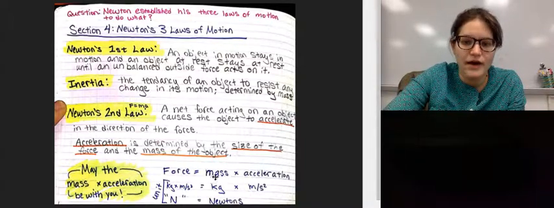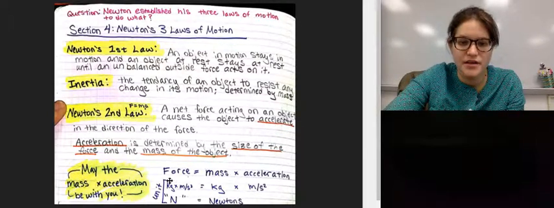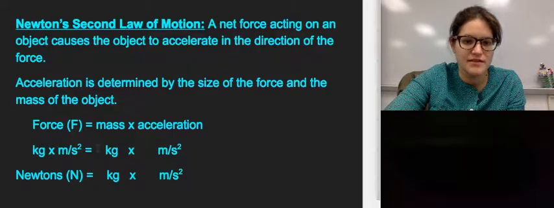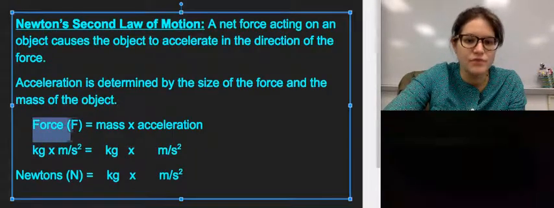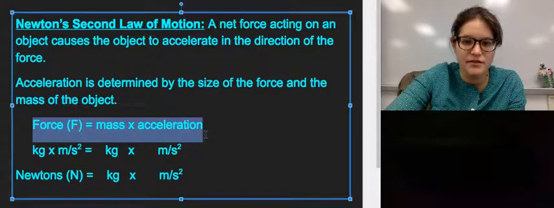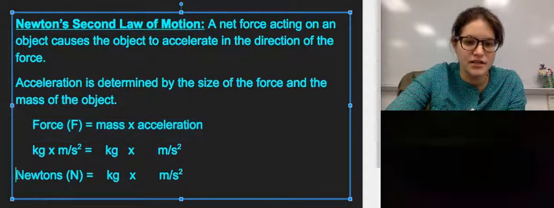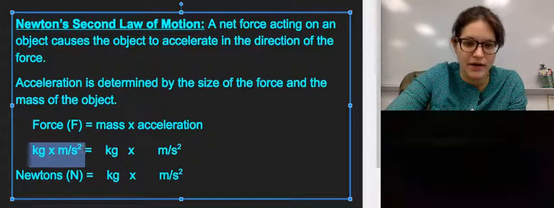Now we're going to write out this equation, and then I want to explain the unit for force. The unit for force is the Newton. And so we're going to look at this next slide here. So the unit of force, which is mass times acceleration, is the Newton. And what that actually means is kilograms times meters per second squared.